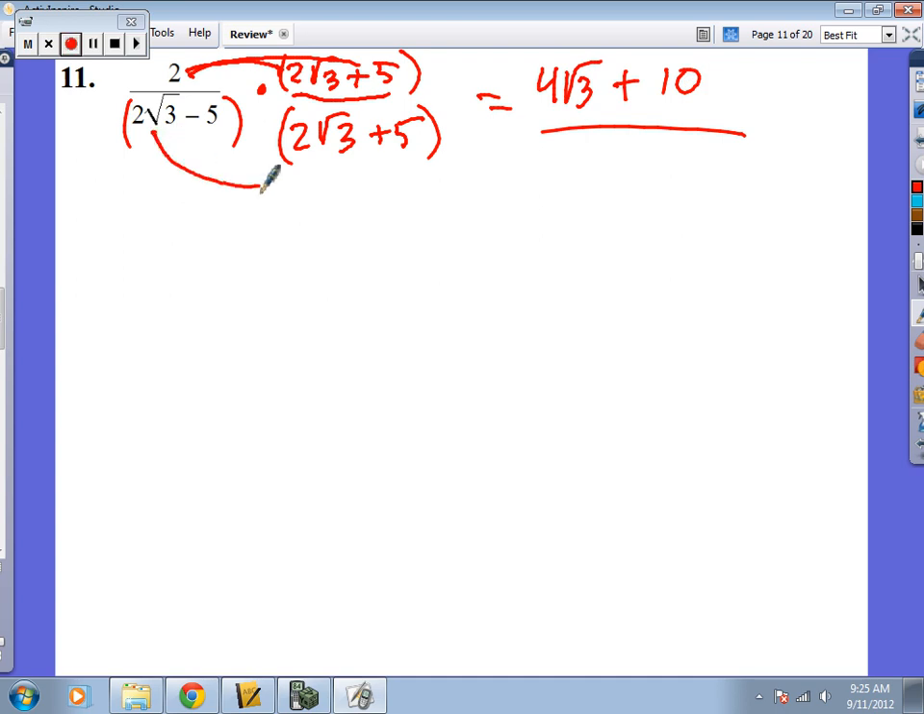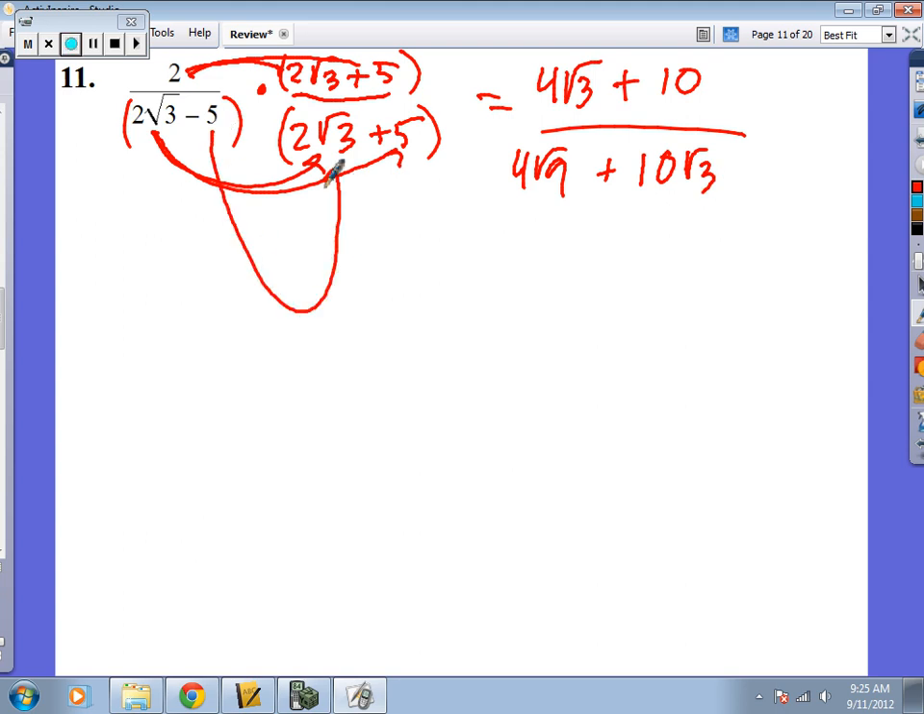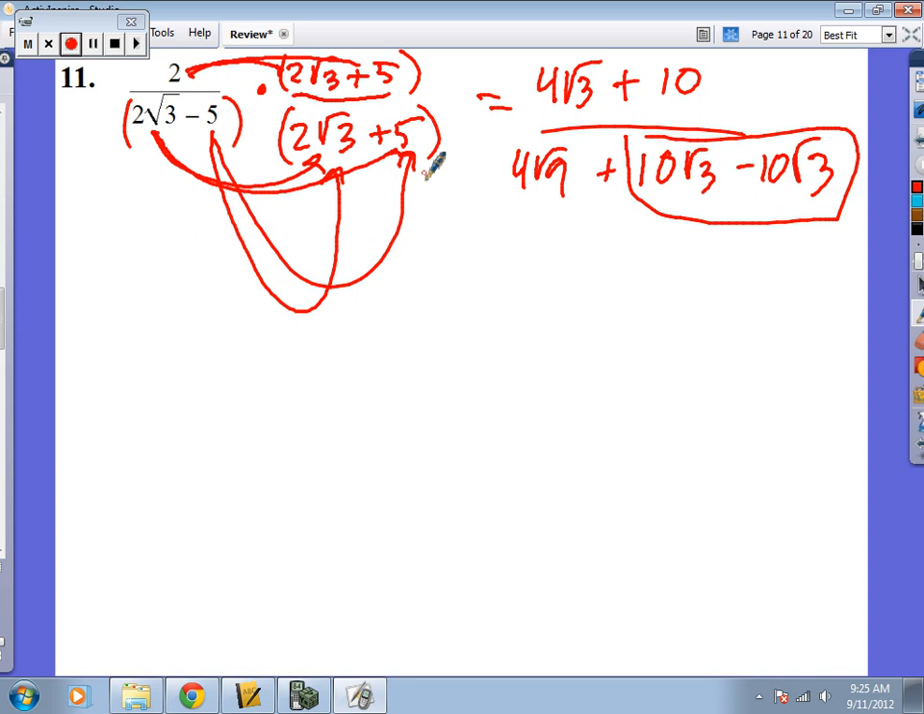Okay, on bottom, 2 times the square root of 3 times 2 times the square root of 3 is going to be 4 times the square root of 9. And then 2 times the square root of 3 times 5 is going to be 10 times the square root of 3. And then a negative 5 times 2 times the square root of 3 is going to be a negative 10 times the square root of 3. And these do zero each other out. Those are going to cancel out. That's 0. But the last, a negative 5 times 5 is a negative 25.